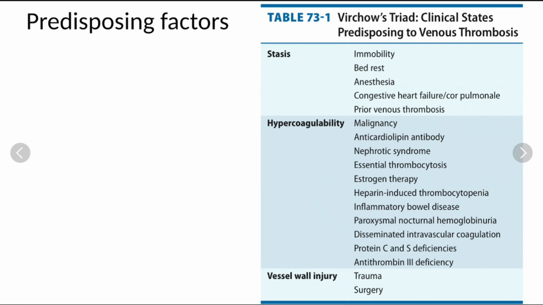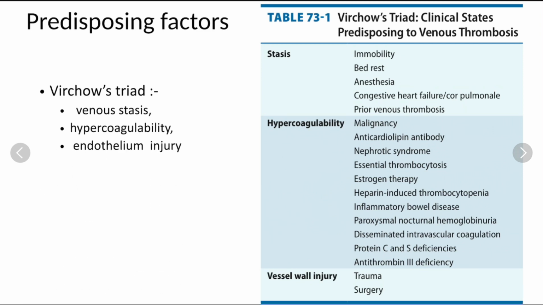Hypercoagulability could be due to malignancy, anticardiolipin antibody, nephrotic syndrome, essential thrombocytosis, estrogen therapy, heparin-induced thrombocytopenia, inflammatory bowel disease, PNH, disseminated intravascular coagulation, protein C or S deficiency, antithrombin 3 deficiency. Vessel wall injury could be there because of trauma or surgery. All these conditions favor venous thrombosis, and we call them Virchow's triad: venous stasis, hypercoagulability, and endothelium injury.